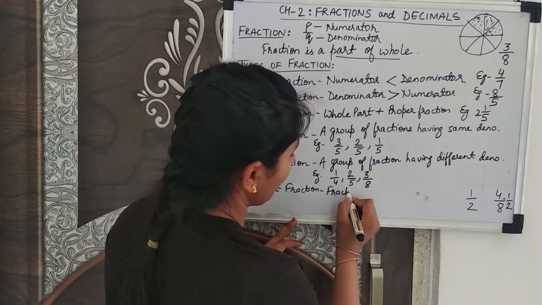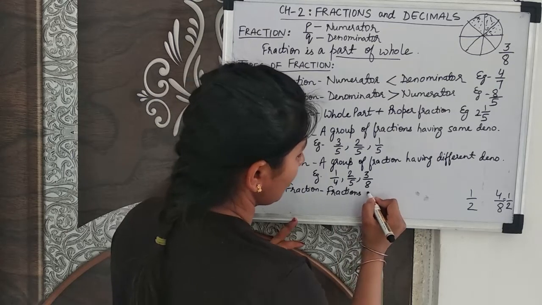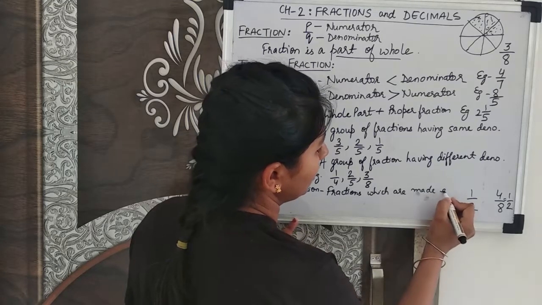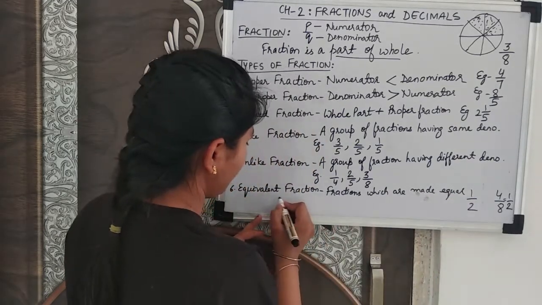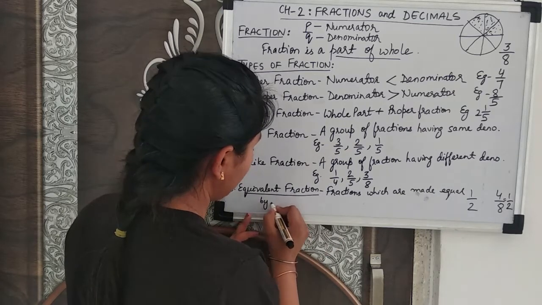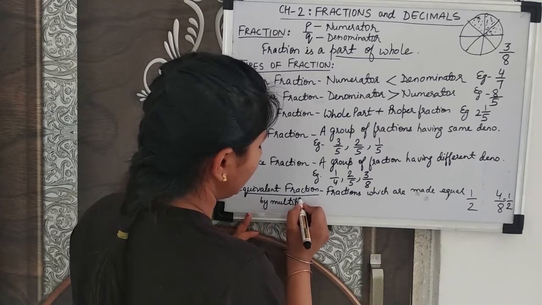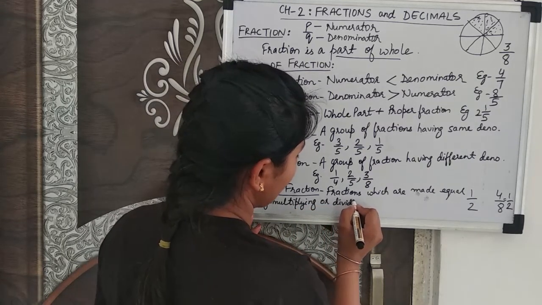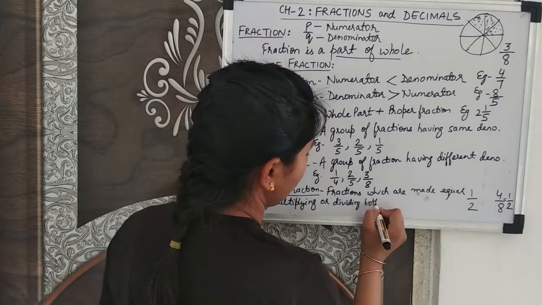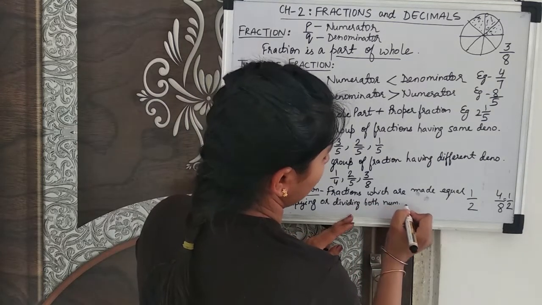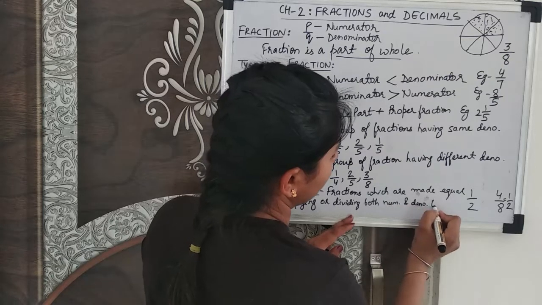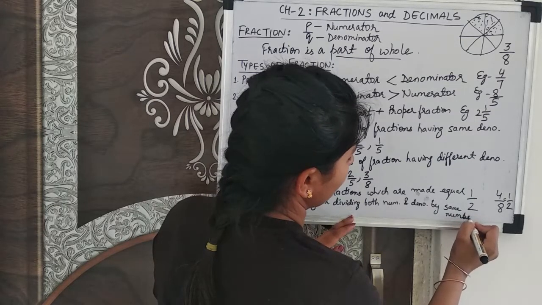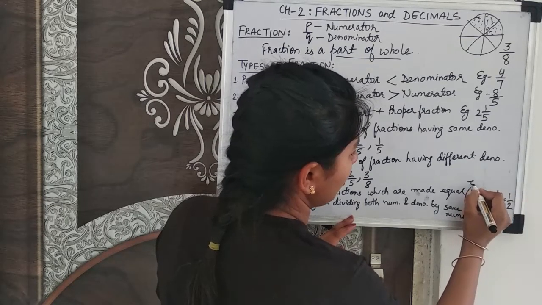Fractions which are made equal by multiplying or dividing both numerator and denominator by the same number. So this is one example of an equivalent fraction.